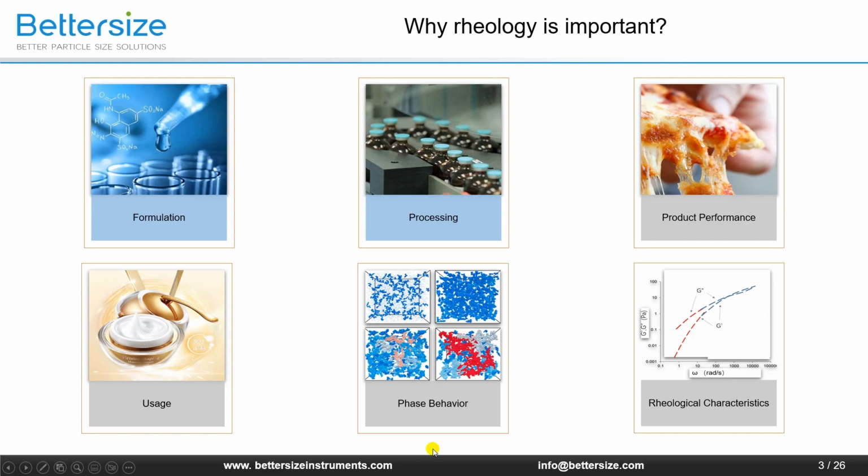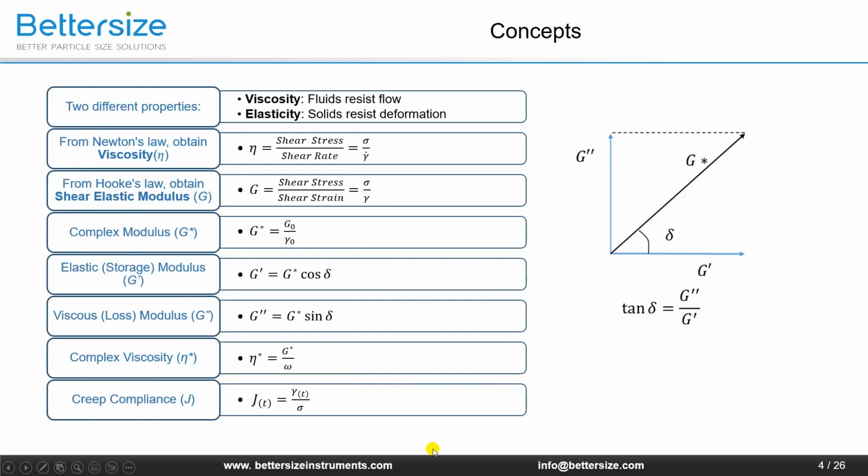So, how do we come to understand rheology? Let's start with some fundamental rheological concepts. We need to discuss 2 different properties of materials in order to understand the rheology of materials. The first is viscosity, which is defined as the ability of a fluid to resist flow and is described by Newton's law of viscosity, which calculates viscosity as the ratio of shear stress to shear strain rate. And the second is elasticity, which can be defined as the intrinsic ability of a solid to resist deformation.